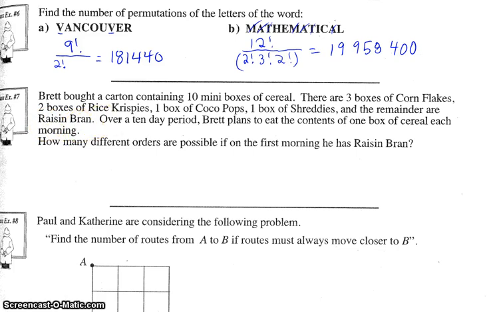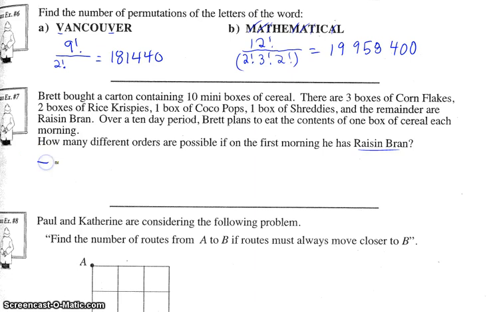Over a 10-day period, he plans to eat the contents of 1 box each morning. Order here matters because whether he eats cornflakes or Rice Krispies on the first day matters to Brett, not to us, but to him. How many different orders are possible if on the first morning he has Raisin Bran? So they are restricting what he's having on the first morning.